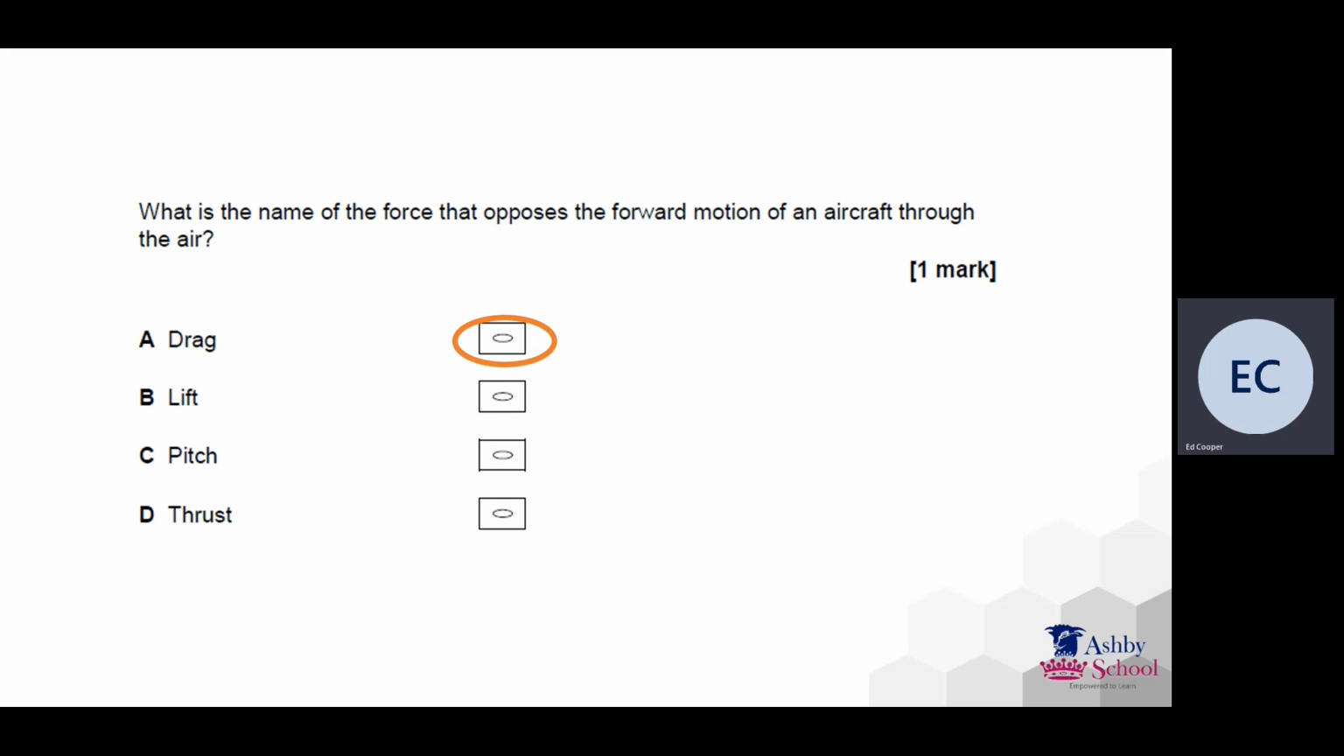What's the name of the force that opposes the forward motion of an aircraft through the air? So what's holding an aircraft back, or holding anything back? We're looking for drag there, so it's holding it back. Lift is the thing that goes up. Pitch is when it twists and turns. Thrust is what's pushing it forward. So drag holds something back. If you think about a car driving, it's going to be held back by drag, a force that opposes the forward motion.